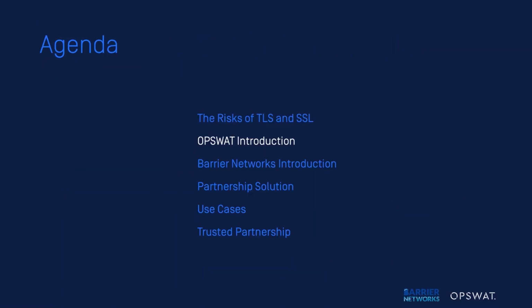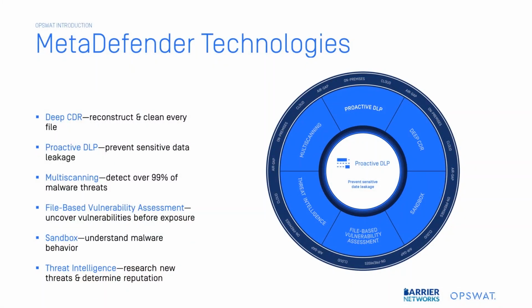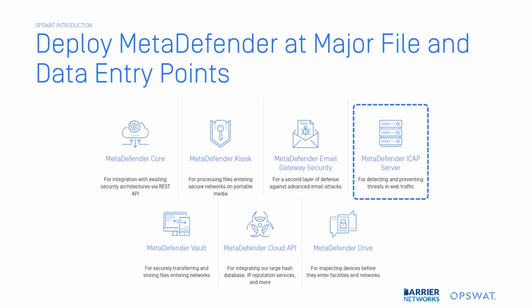Okay, I will go over a little bit about OPSWAT and who we are and what kind of products we have. So one of our main platforms is MetaDefender, and MetaDefender has many different technologies that can be represented or seen by this shield. So for example, we have a deep CDR technology, and CDR stands for Content Disarm and Reconstruction, or it's another way of saying data sanitization. The solution that we'll be talking about today is the MetaDefender ICAP server. And the MetaDefender ICAP server is used for detecting threats in web traffic as traffic is flowing from the internet onto your network.